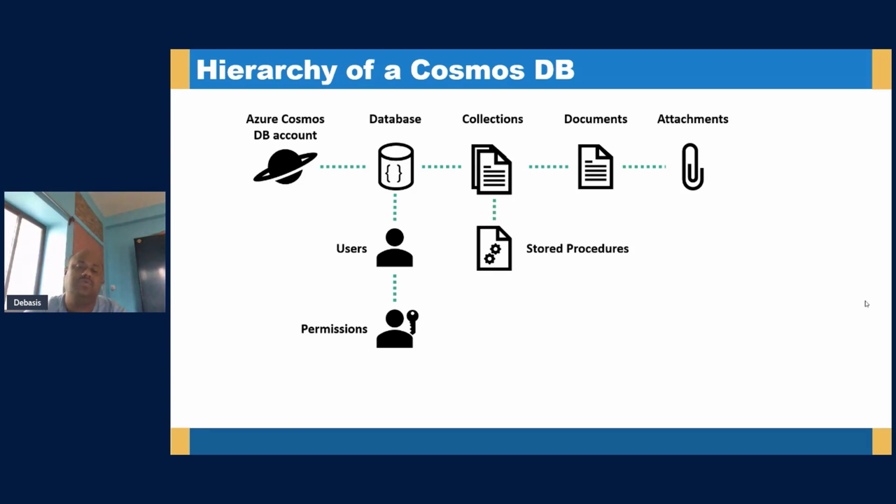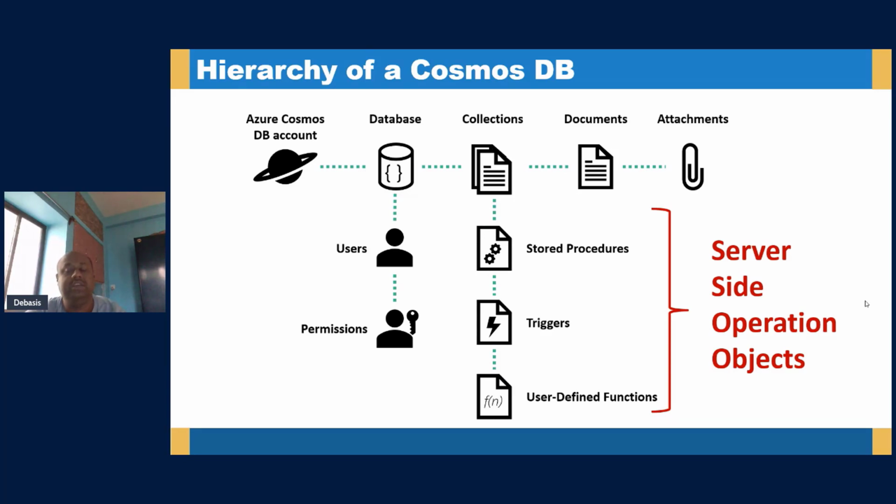And against the collections, we can create three different types of server objects. One is a stored procedure, another is a trigger, and the third one is user-defined functions, or UDF. These three objects are basically known as server-side objects or server-side operation type objects.